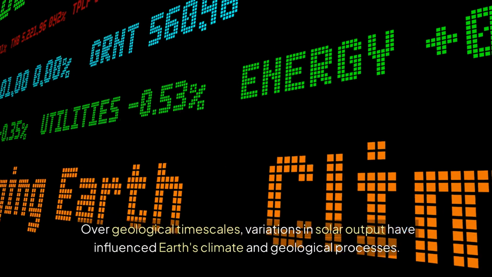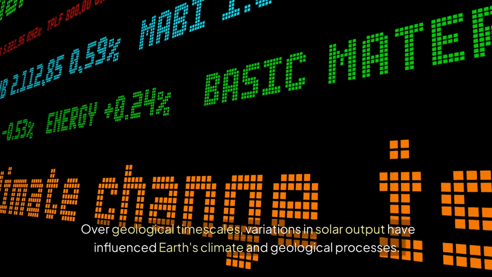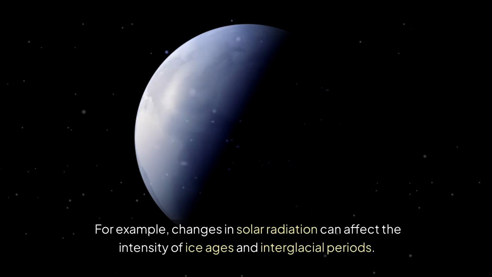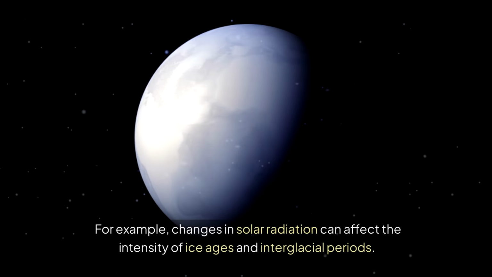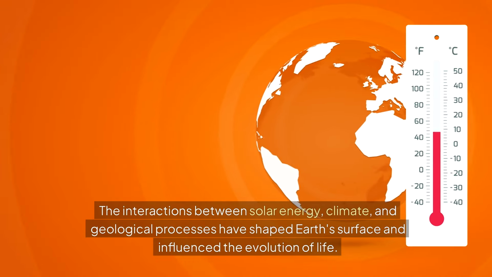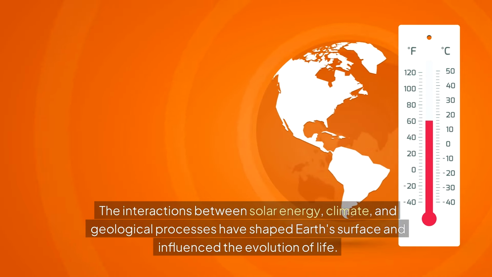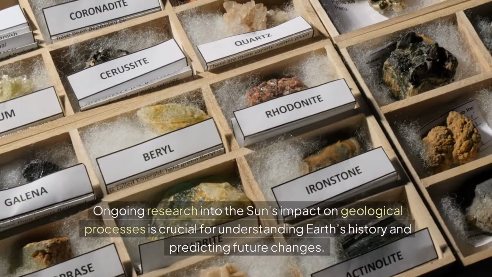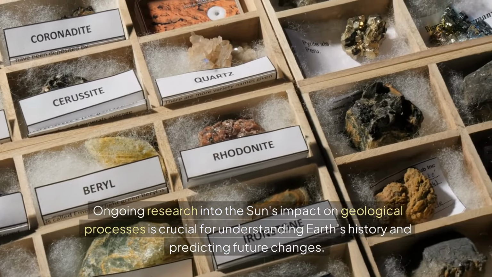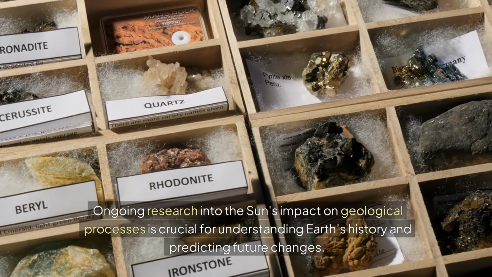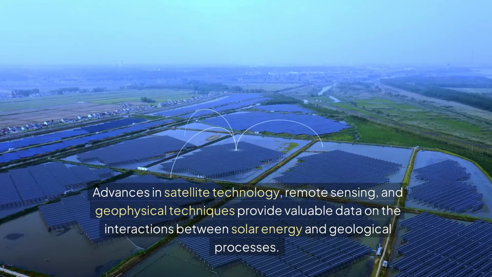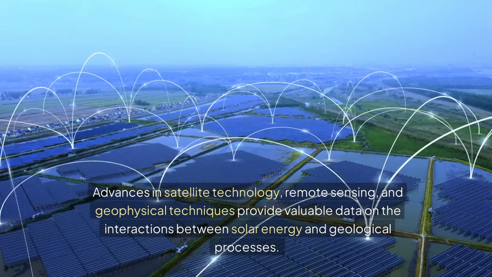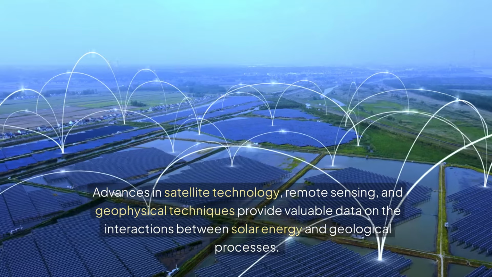Over geological timescales, variations in solar output have influenced Earth's climate and geological processes. For example, changes in solar radiation can affect the intensity of ice ages and interglacial periods. The interactions between solar energy, climate, and geological processes have shaped Earth's surface and influenced the evolution of life. Ongoing research into the Sun's impact on geological processes is crucial for understanding Earth's history and predicting future changes. Advances in satellite technology, remote sensing, and geophysical techniques provide valuable data on the interactions between solar energy and geological processes.